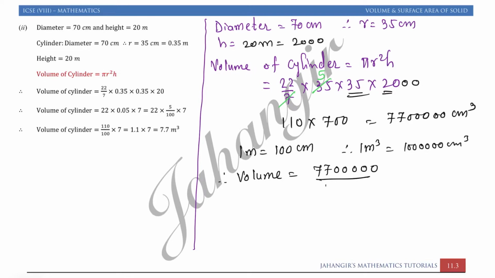77,000,000 divided by 10 lakh. 1 2 3 4 5 6, one more zero. So we can cancel out 1 2 3 4 5 zeros. Only left is 77 upon 10, that is 7.7 meter cube. If you want to convert into meter cube, then you can do. Otherwise this answer is also fine.